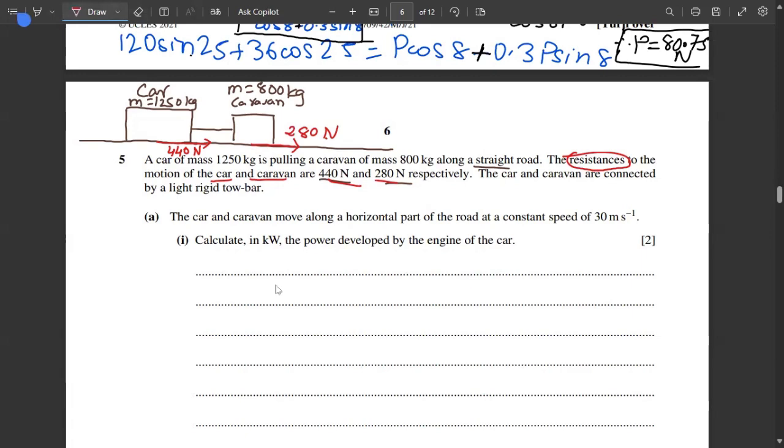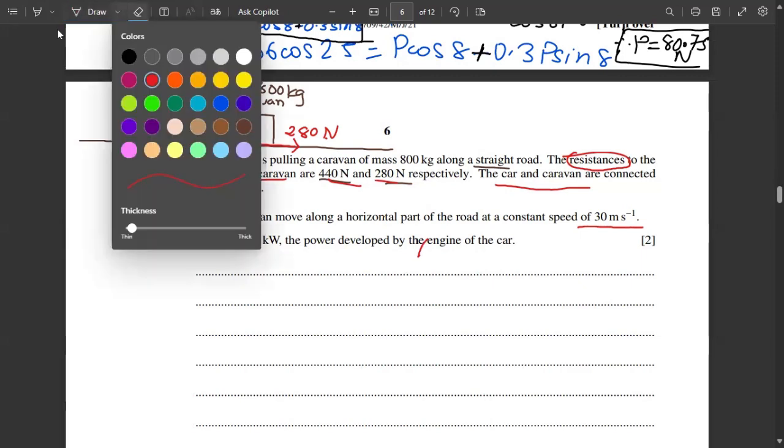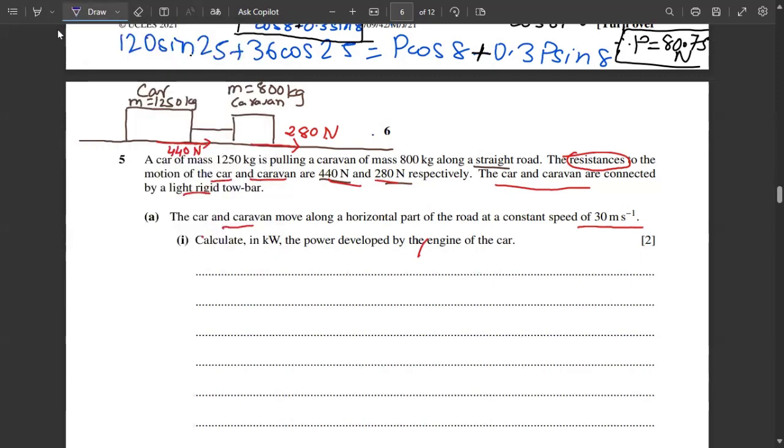Now, the next is the car and the caravan are connected by a tow bar. Okay, already drew this. The car and the caravan move along the horizontal part of the road at a constant speed of 30 meters per second. Is there no driving force? Ah, that's what you have to calculate. Calculate the power developed by the engine of the car.